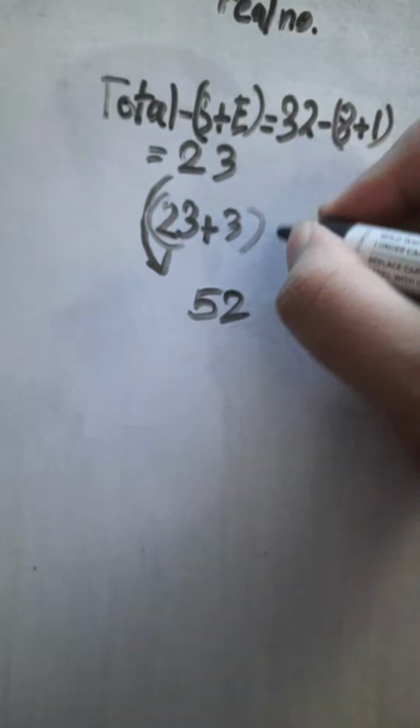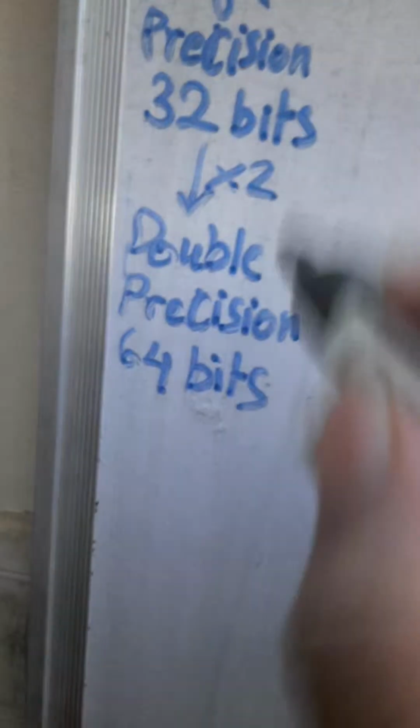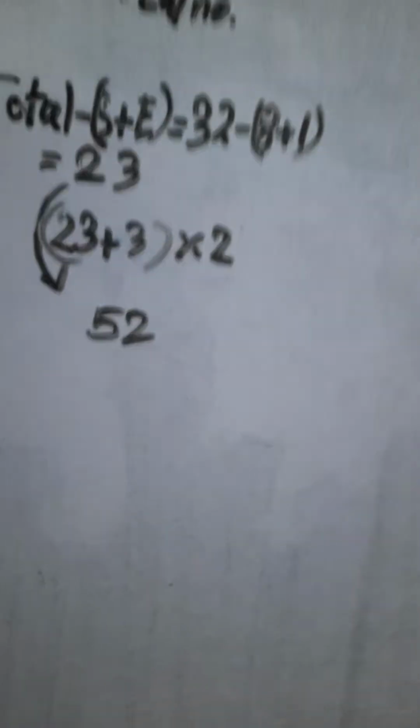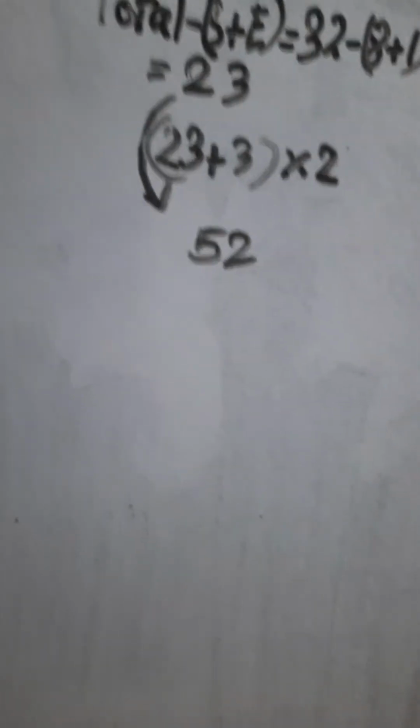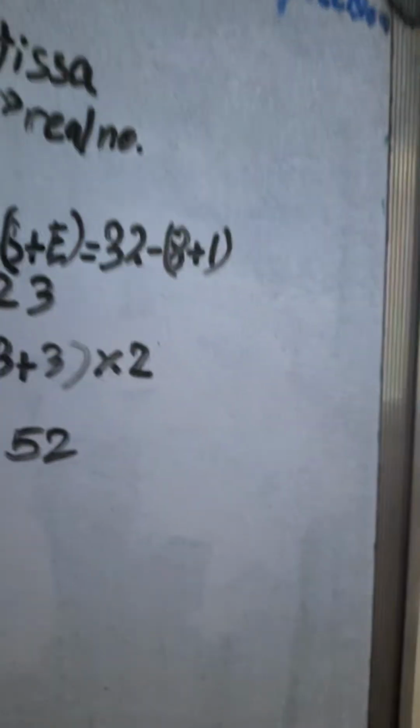Now 23 plus 3, you did it. Now you have to multiply by 2, the double precision stuff, so you remember it like that, because 23 plus 3 is 26, and 26 multiplied by 2 is 52. That's the pattern I could find, so you can remember it like that.